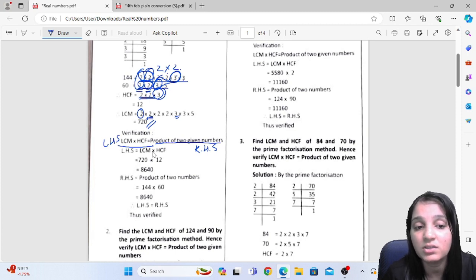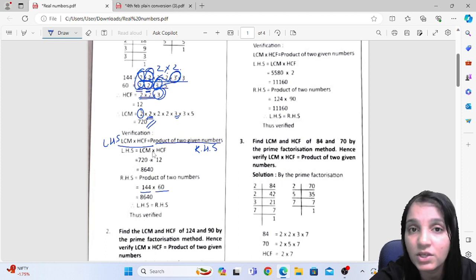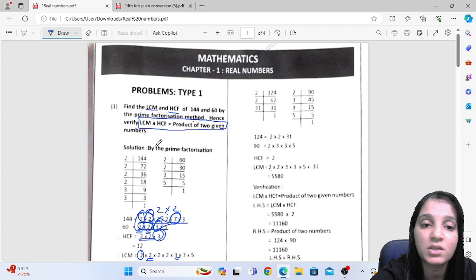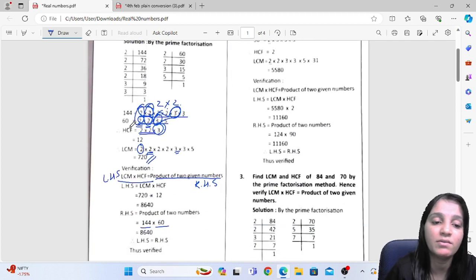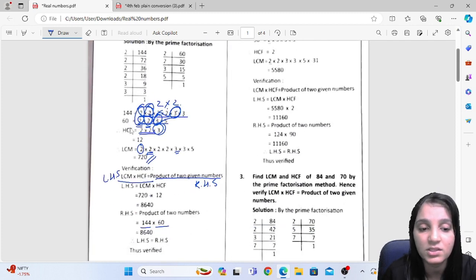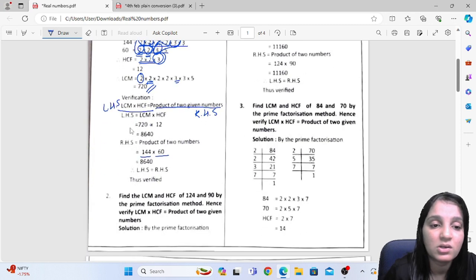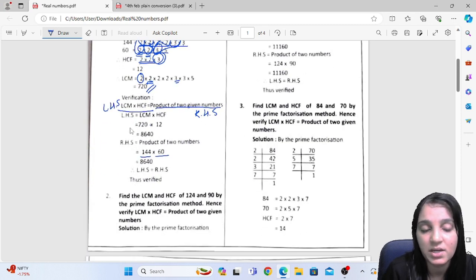That is 144 into 60. In the question the two numbers were 144 and 60, right? So that only we have written here, 144 into 60, that is 8640. And yeah, so your LHS is equal to RHS, verified. So this is your first type of problem which we have solved.